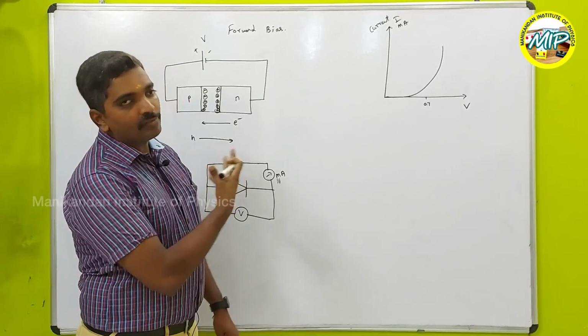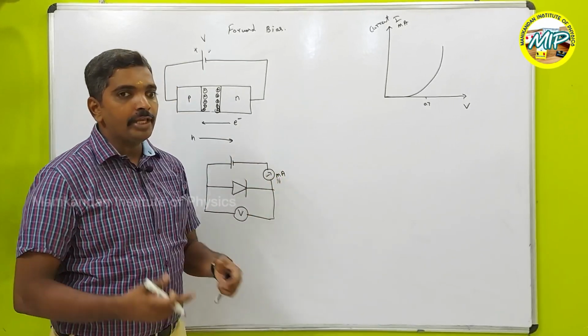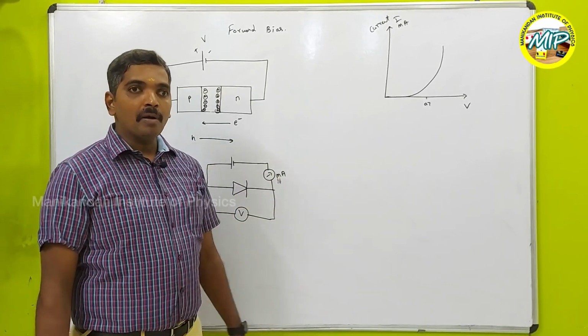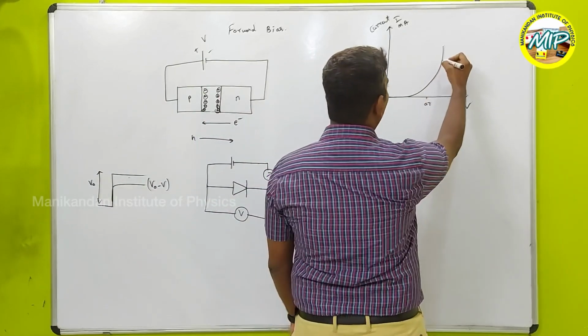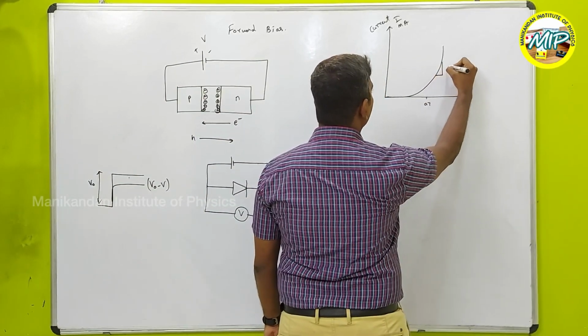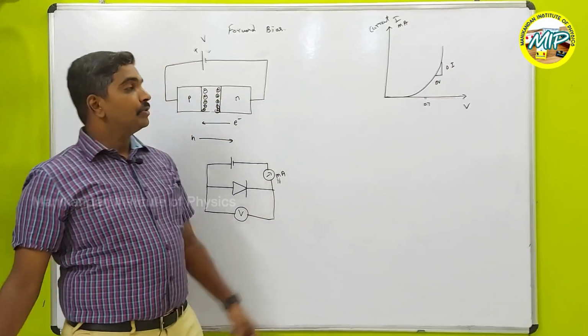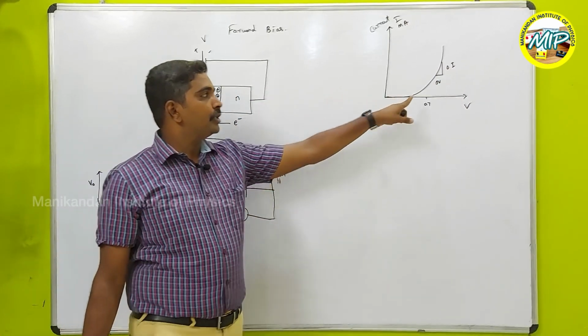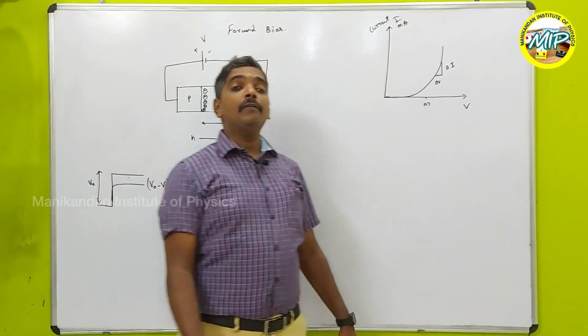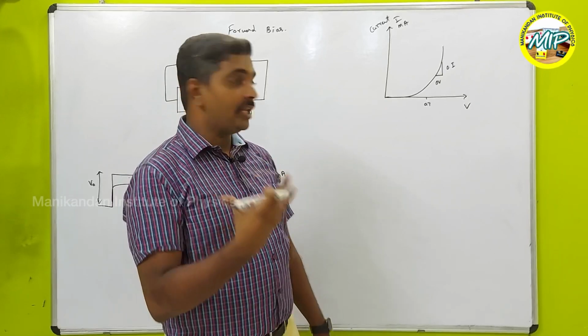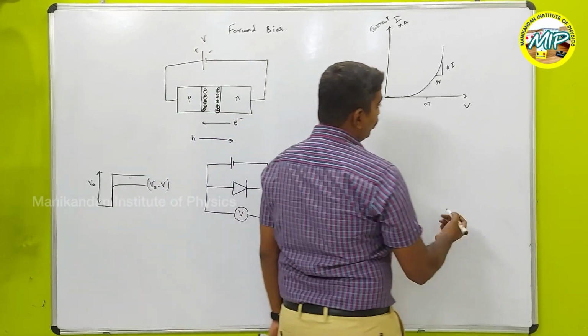So if I take the slope of this curve, this is my VI characteristic curve of the PN junction diode under forward bias. If I take the slope of this curve, I can get a change in current and change in potential. So from the change in potential and change in current, I can calculate the resistance. It's called dynamic resistance. This is very, very important for the numericals.